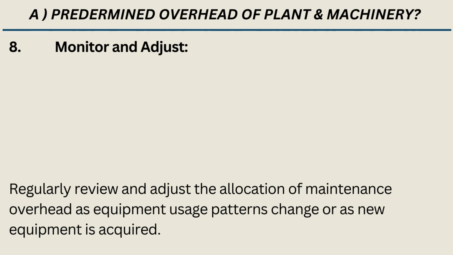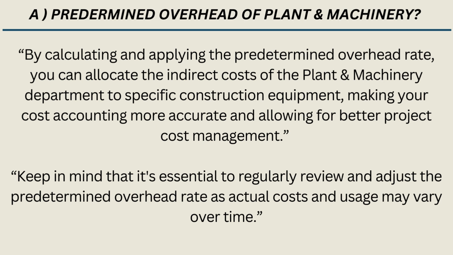8. Monitor and adjust. Regularly review and adjust the allocation of maintenance overhead as equipment usage patterns change or as new equipment is acquired. By calculating and applying the predetermined overhead rate, you can allocate the indirect costs of the plant and machinery department to specific construction equipment, making your cost accounting more accurate and allowing for better project cost management. Keep in mind that it's essential to regularly review and adjust the predetermined overhead rate as actual costs and usage may vary over time.